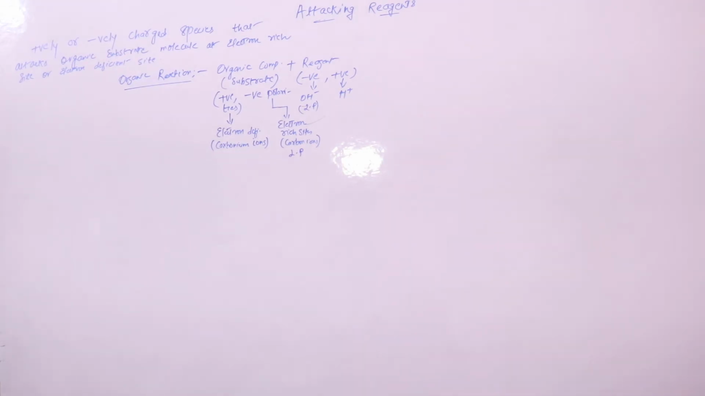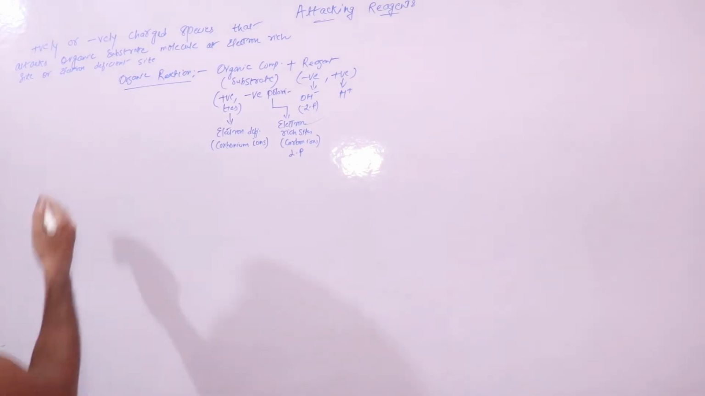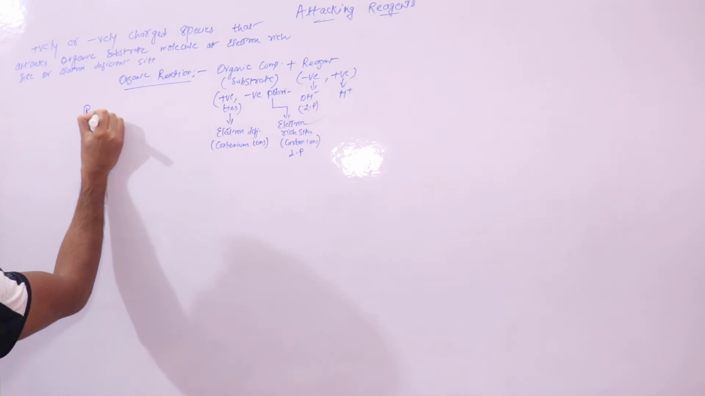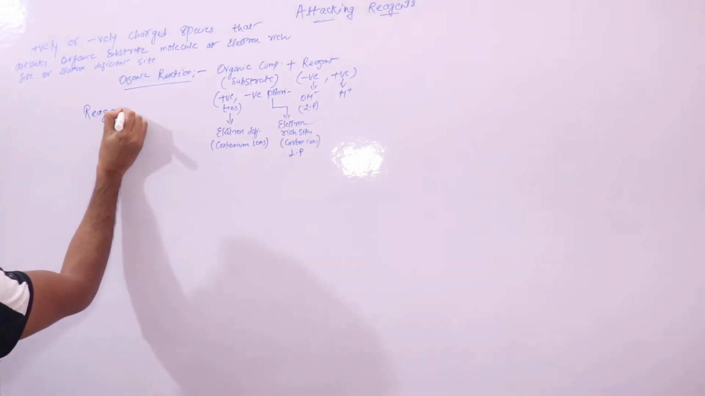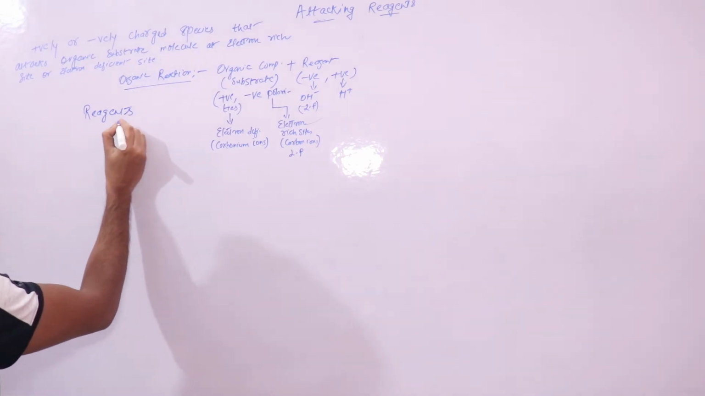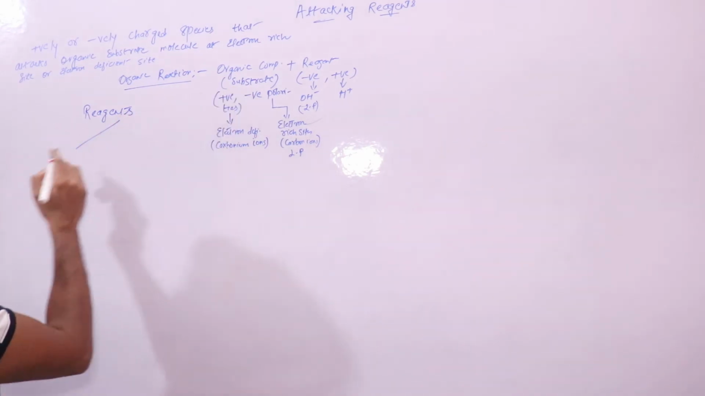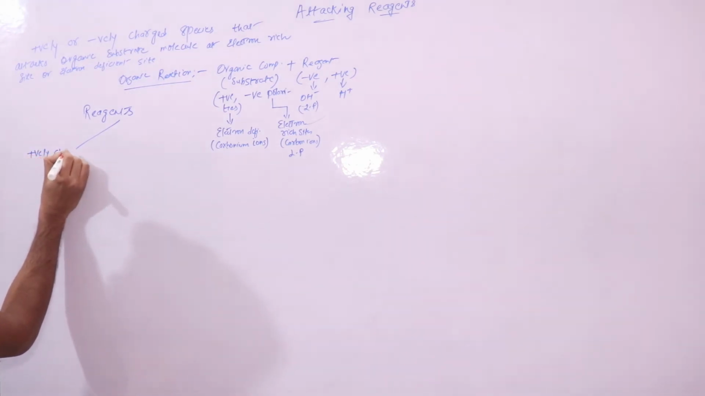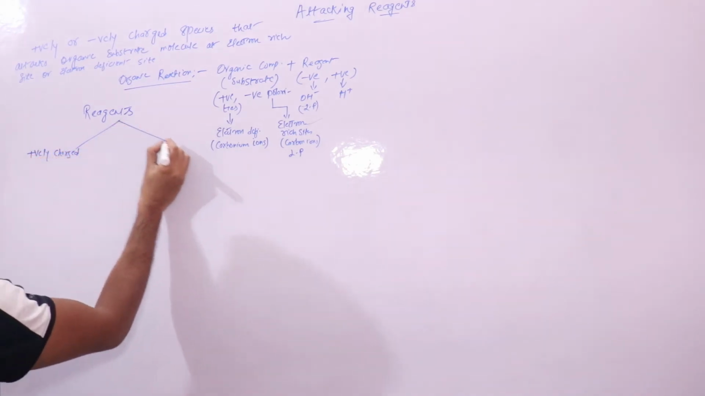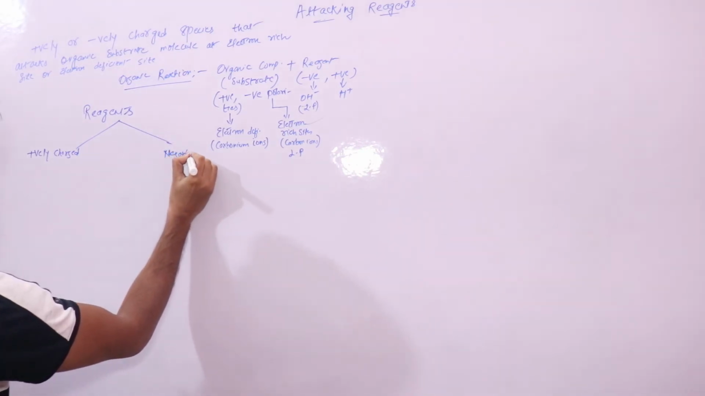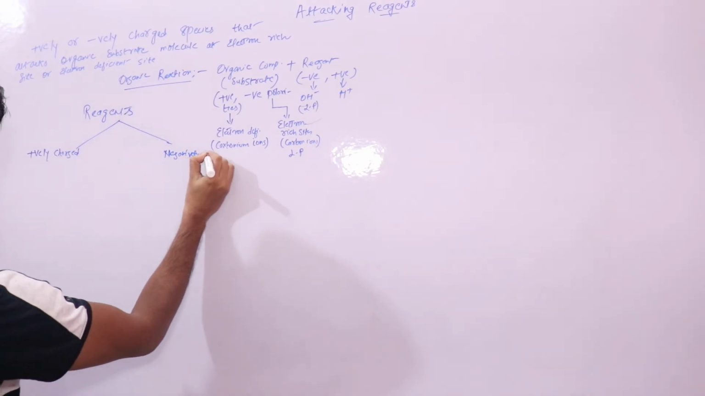Now, reagents are basically of two types. Like I said, positively charged, and the second is negatively charged.